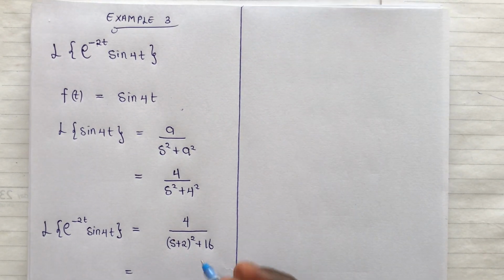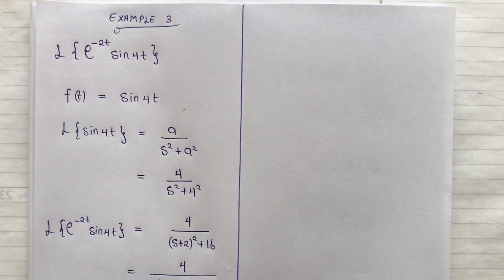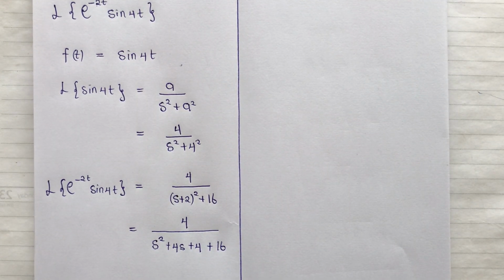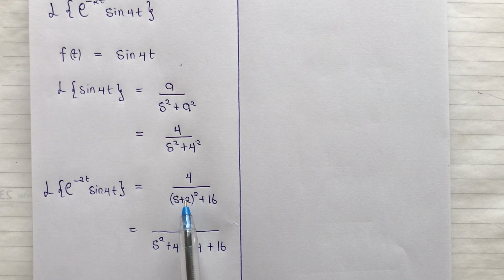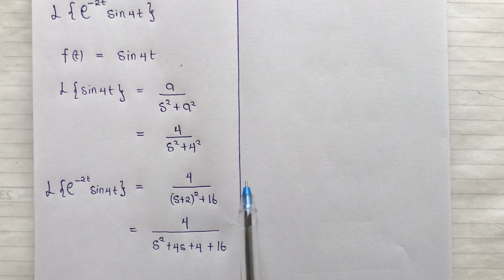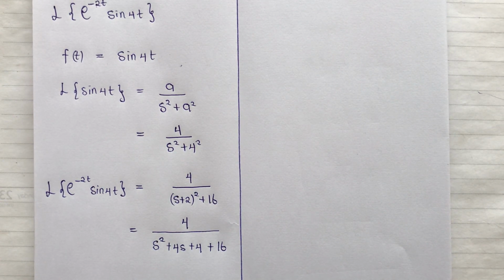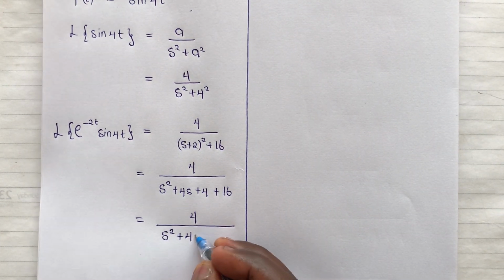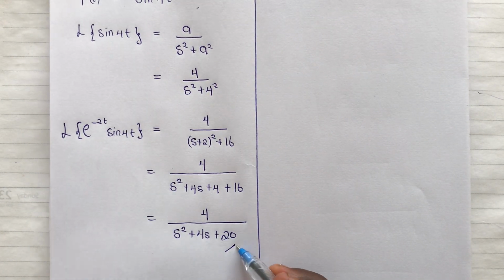So this result is 4 out of s squared plus 4s plus 4. So this result is giving us 4 over s plus 2 times another s plus 2. You already know that. So this is s squared plus 4s plus 4. This plus this will give us what? 20. So we are having 4 out of s squared plus 4s plus 20. And this is our final result.